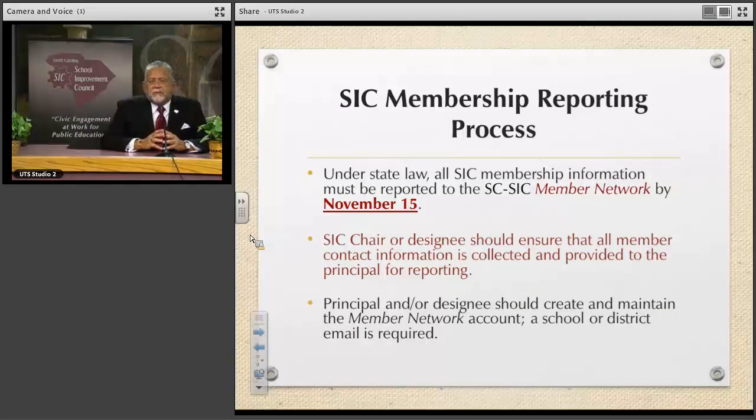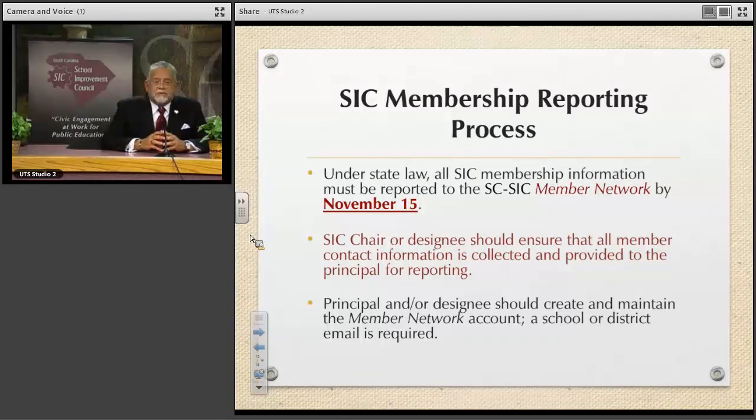The final topic we're going to address in this training module is reporting your SIC membership information to the online SIC member network. State law requires that SICs report their membership information to the state office by November 15th. The first step in the membership reporting process is to collect all member contact information and deliver it to the school principal. The SIC chair is ultimately responsible for seeing that this task is completed.